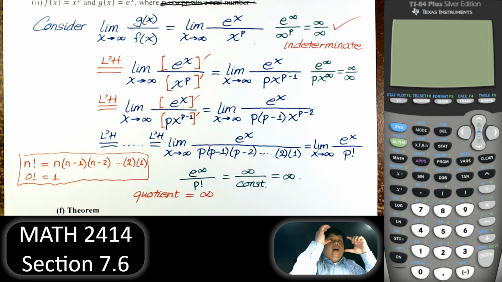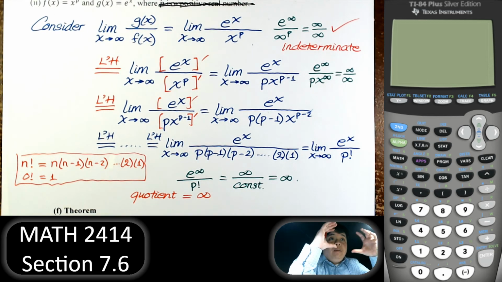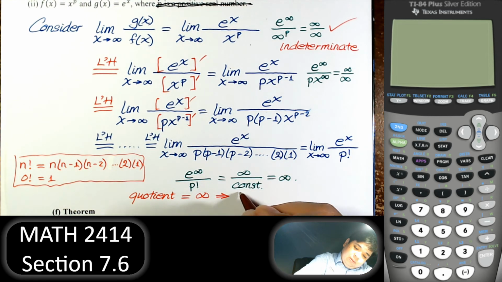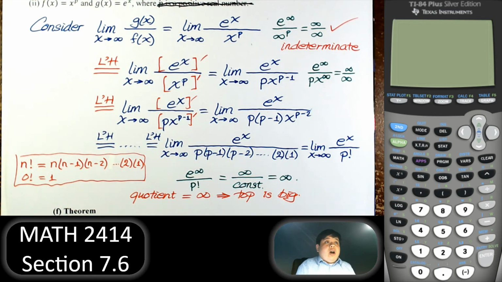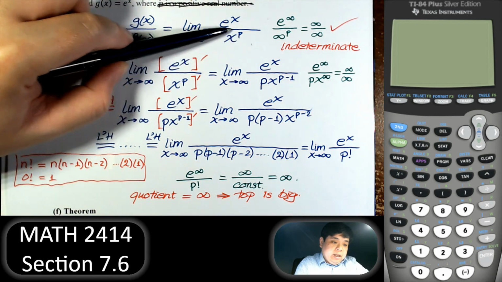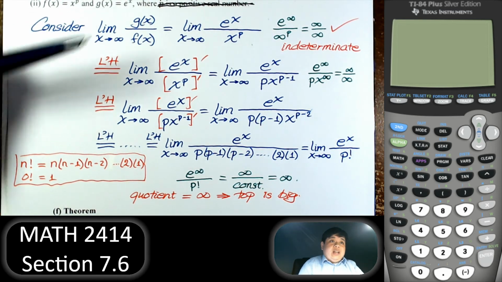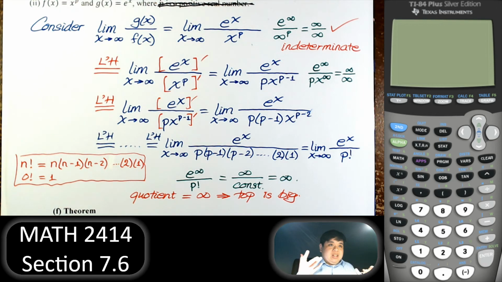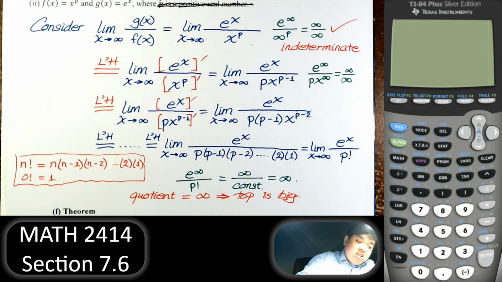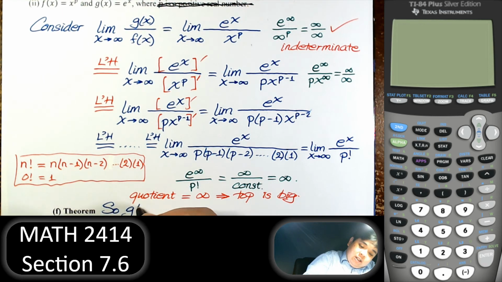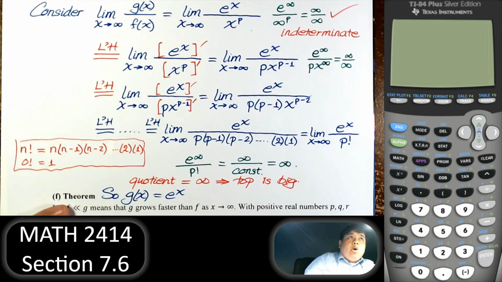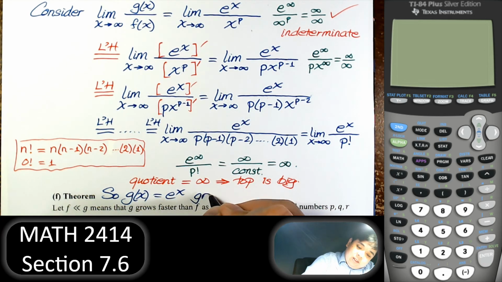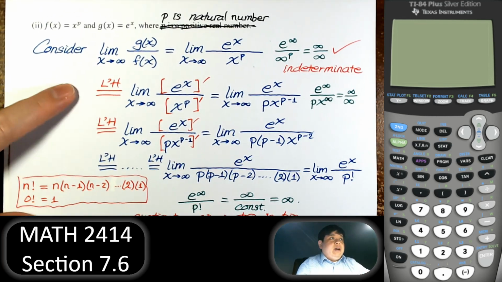If the quotient is equal to infinity, it means the top has to be very big. So what is the top function? g of x. So we say the top is very big, or more precisely, the top goes to infinity a lot faster than the bottom. So we say g of x equal to e to the x grows a lot faster than f of x.